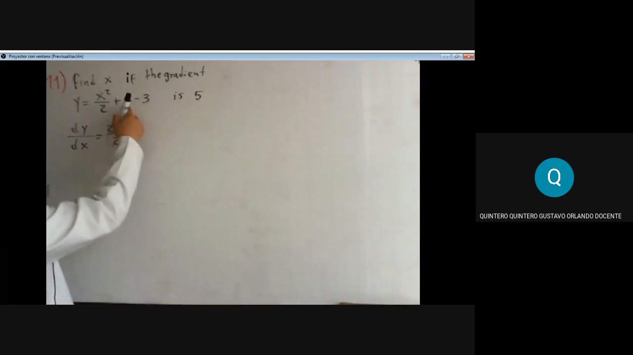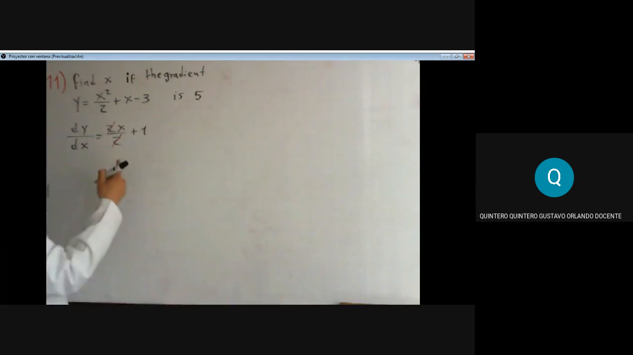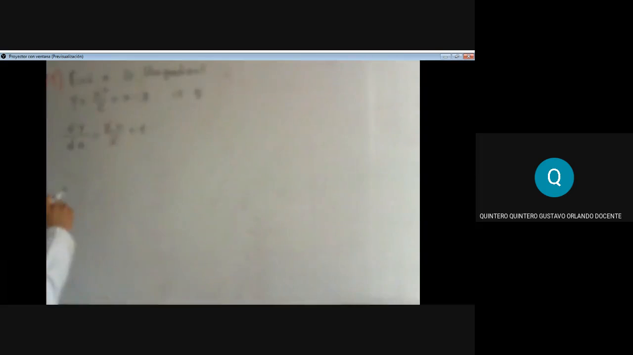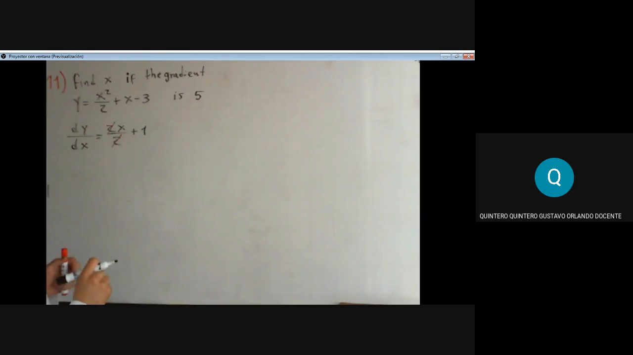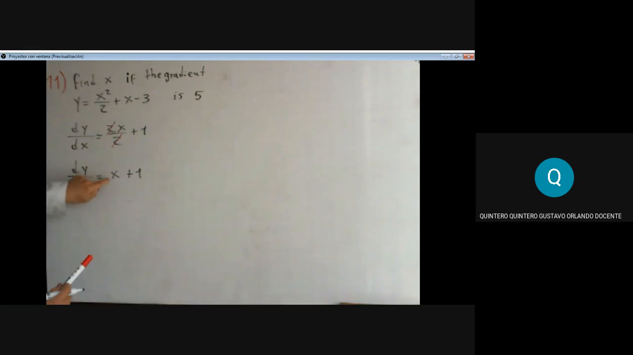Following this, plus x, so the derivative of x will be just 1. And the derivative of negative 3 will be 0, so I'm not going to put it. It will be plus 0, but I'm not going to put it there. Okay, now the derivative, if I do the cancellation, will be dy over dx equals x plus 1, right? I cancel the 2 and the 2, so it will be just x plus 1. Beautiful.